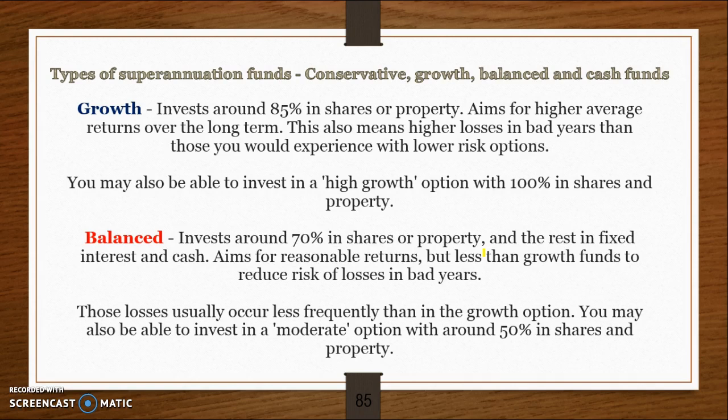Balanced funds invest around 70% of your superannuation into shares or property, and the rest into fixed interest and cash. So basically it aims for reasonable returns but less than growth funds, but it does reduce the risk in bad years. Because 30% of the money is in interest and in cash funds, they're not likely to go down when you experience an economic downturn. So losses usually occur less frequently than in growth options, which means that you're less risky, but you're also likely to generate a slightly lower return.